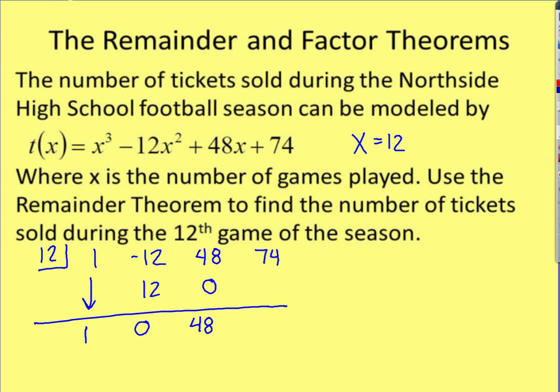48. 12 times 48 is going to give us 576. If we add 74 and 576, that will give us a remainder of 650. So that means there are 650 tickets that were sold for the 12th game.